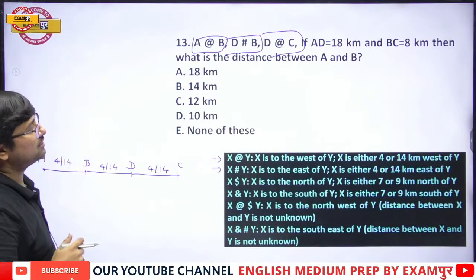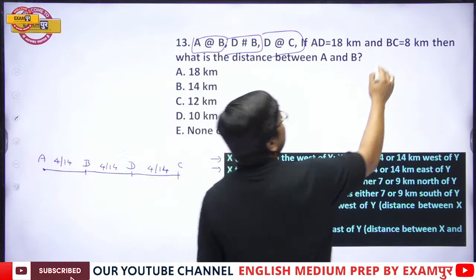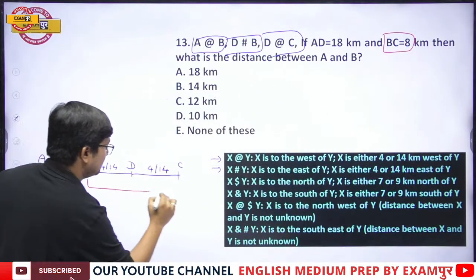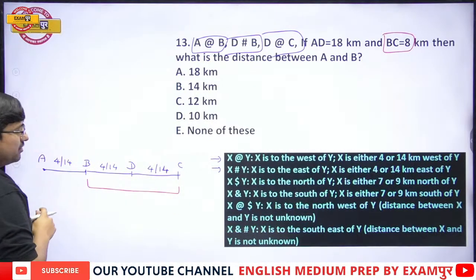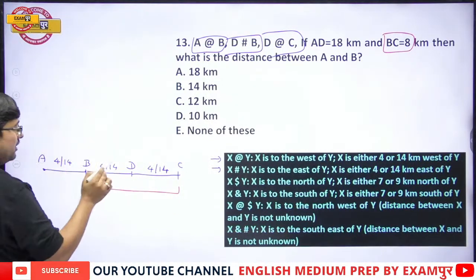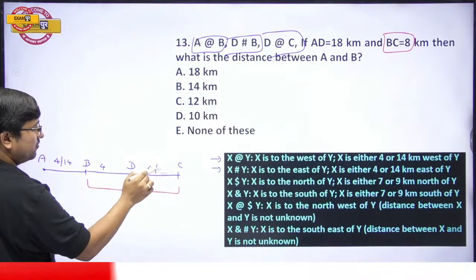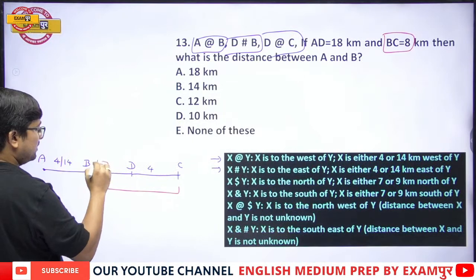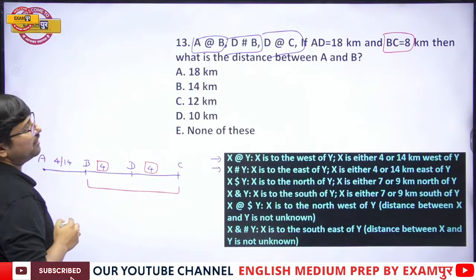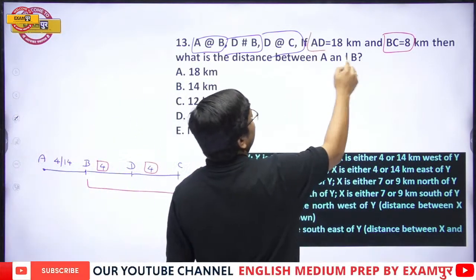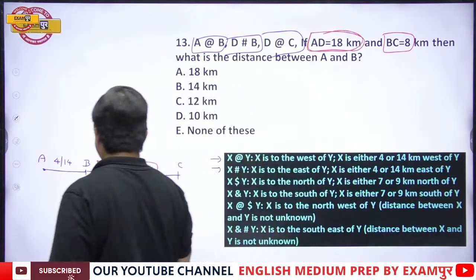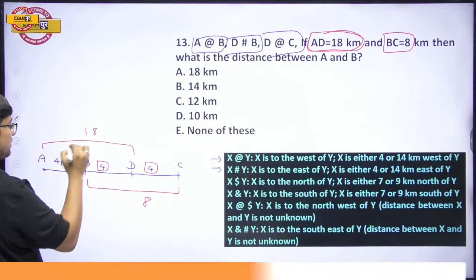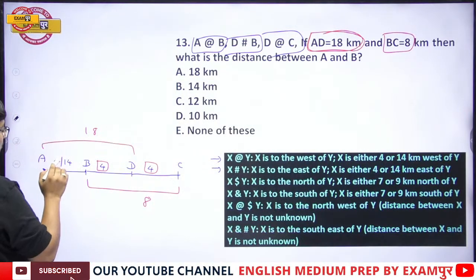Now, have a look at this. It is telling you BC is 8. Now, if BC is 8, it can only happen if both are 4 and 4. Only then it is possible that BC is 8. And now if you want AD to be 18, this is 8, and for this to be 18, this must be 14.